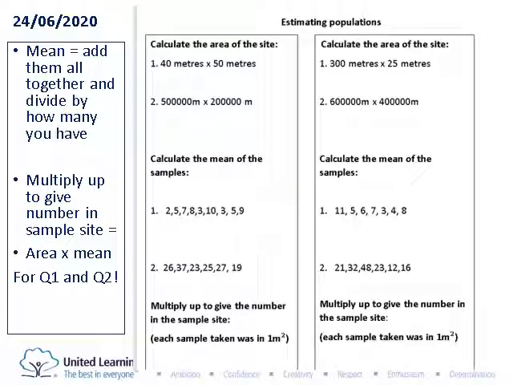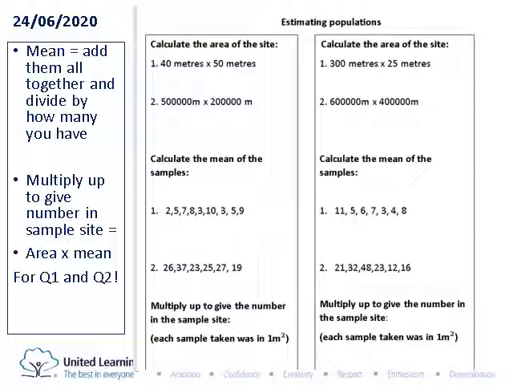So there's some practice for you here. It's split up into questions 1 and 2 for each one. And where it says at the bottom, multiply to give the number in the sample site, you need to separately do questions 1 and 2 because they link together.